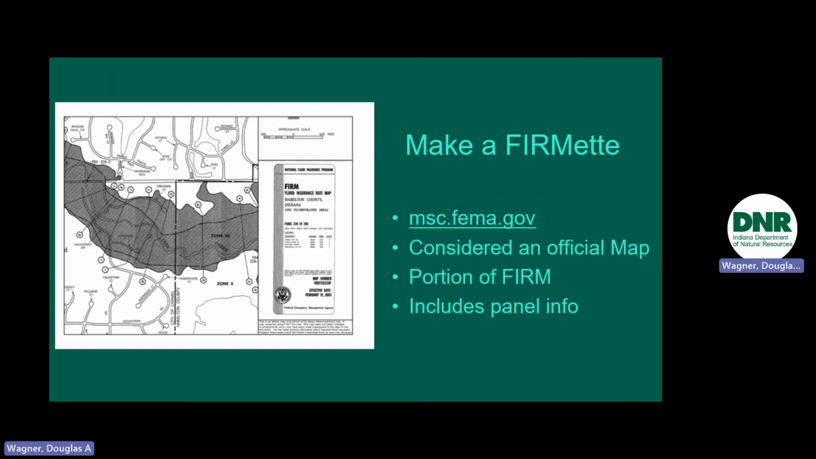Here we show a FIRMette, which can be created on the Map Service Center website. This is considered an official map, but only contains a portion of the FIRM panel. It includes the map panel information and is to scale if printed correctly, generally on standard 8.5 by 11 printer paper.